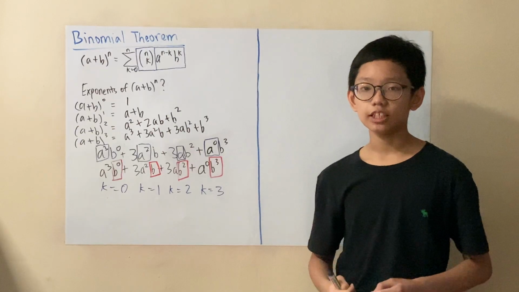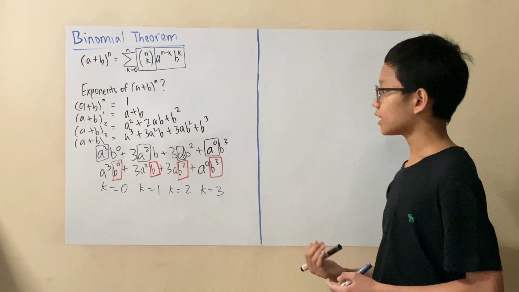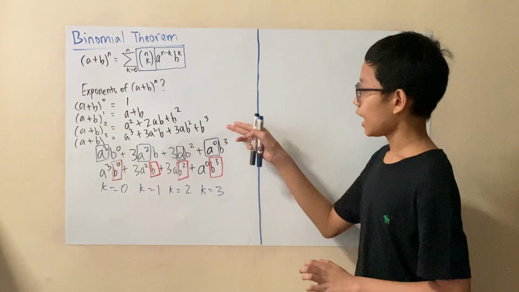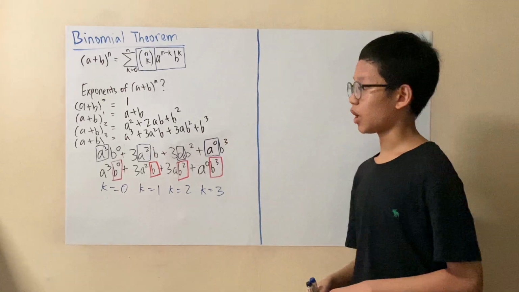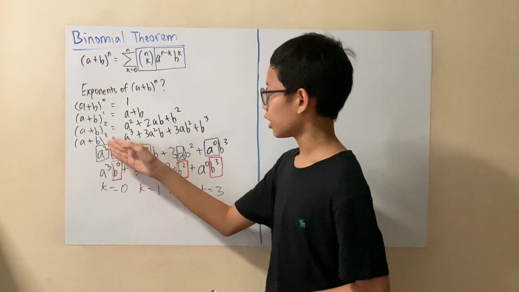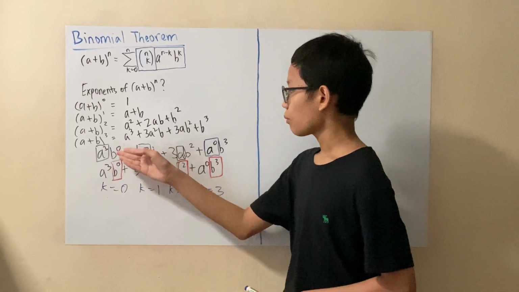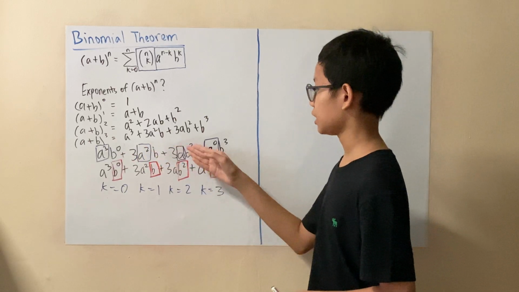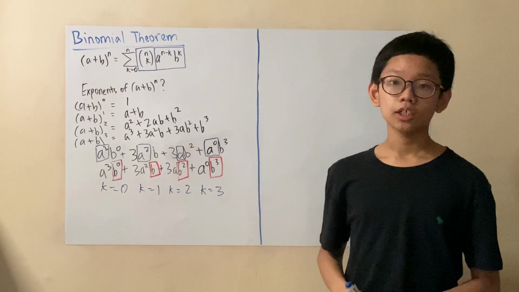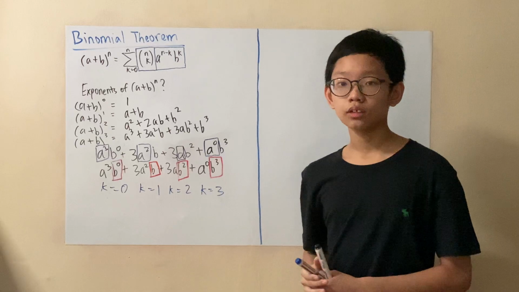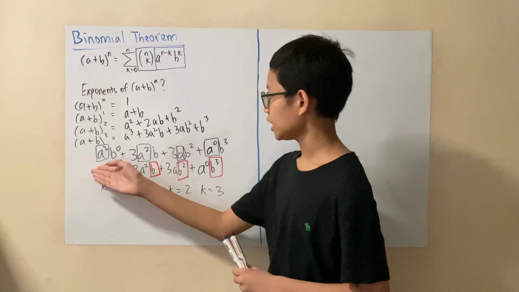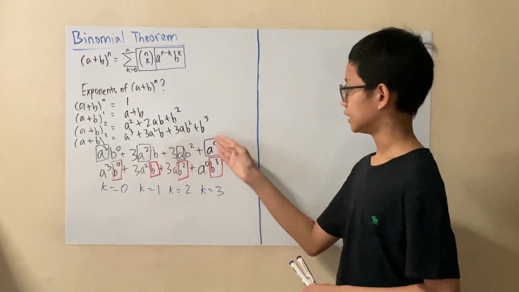There's a hidden pattern in these sequences. However, writing it like this is not that clear. So to find out the pattern behind this, let's look at the last example here, (a + b) to the power of 3. I have rewritten it in the form of a to the power of 3 times b to the power of 0, plus 3a squared b, plus 3ab squared, plus a to the power of 0 times b to the power of 3. Now look at the blue boxes over here and look at the exponents of a. Over here, the exponent of a is 3, 2, 1, and 0.